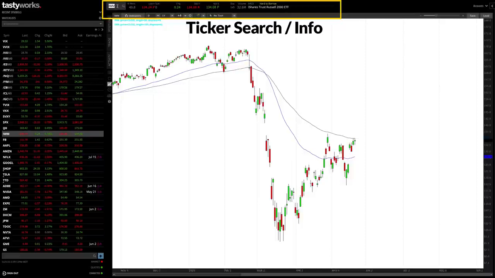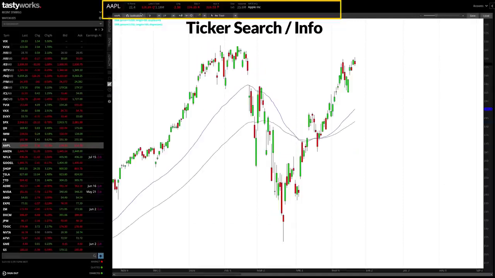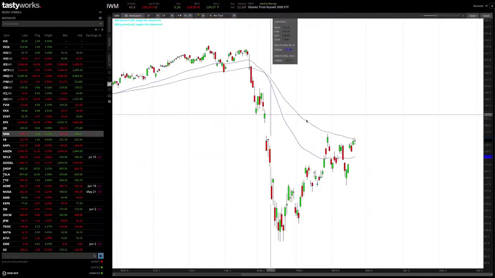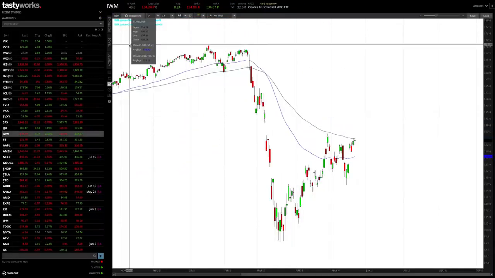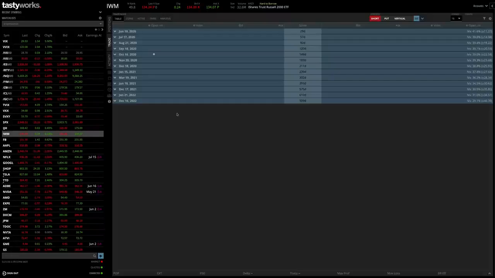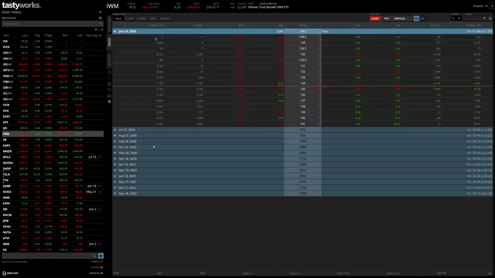So if I change this, if I go to Apple, now it'll populate the platform with all Apple information, and we can see that the chart changed when I clicked on Apple. So I can change that back to IWM, and this is the chart page. Simple enough. But I also have a couple other tabs here, such as the trade page, and this should look familiar to you because we spent a lot of time looking at this exact page in this video. And this is the option chain, so to speak.